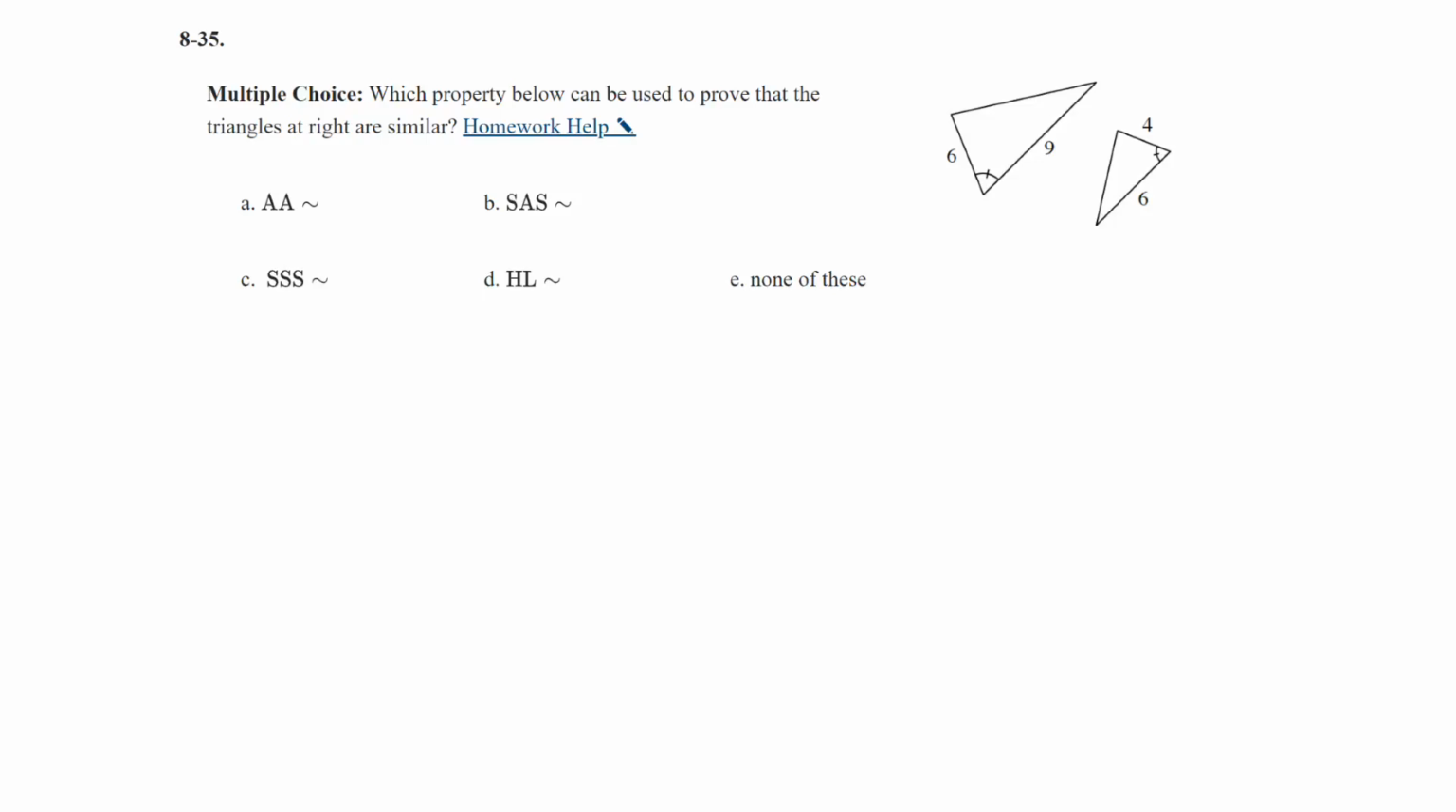Question 35, multiple choice. Which property below can be used to prove that the triangles at the right are similar? Well, we have an angle measure here and here. And we also have some side lengths, as long as their ratios are the same. So this length here, 4, could match up with the 6. So 4 over 6 would then have to be equal to the same ratio here, which would be 6 over this length of 9. So 4/6 reduces to 2/3, 6/9 reduces to 2/3. And since those are the same, we can do side, angle, side similarity.